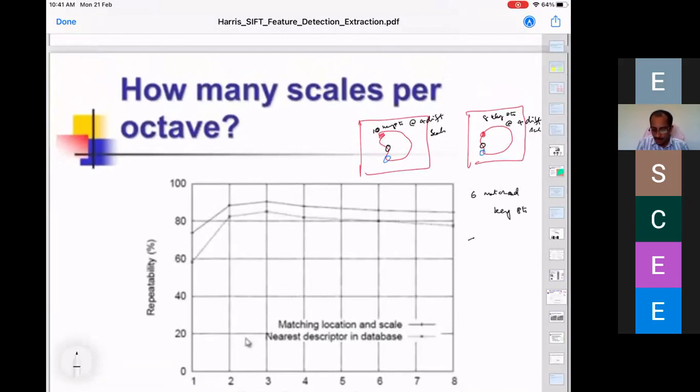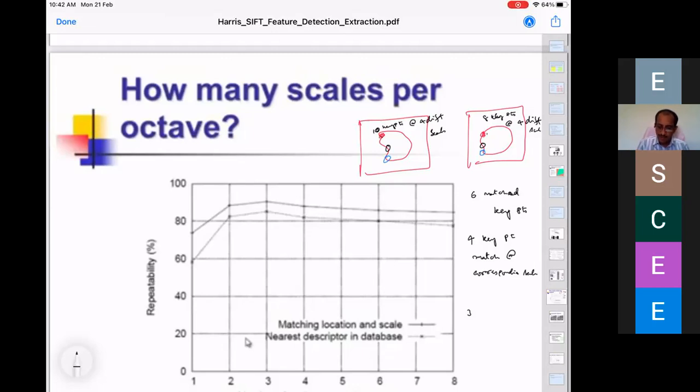Out of these 6 matched key points, 4 key points match at corresponding scales. Among these 4 key points, 3 of them, matched means we know exactly at what key point this has to be high. And then we try to see whether it has occurred or not. Are we detecting the key point?